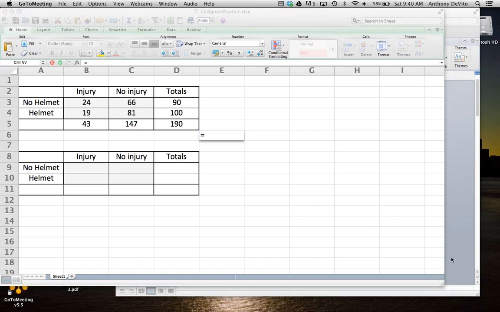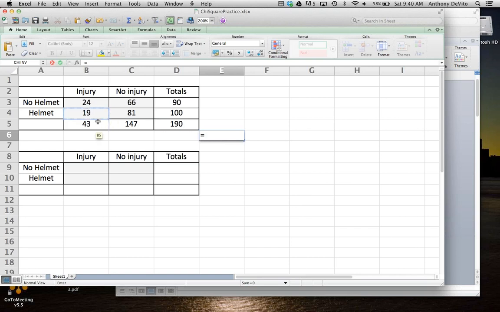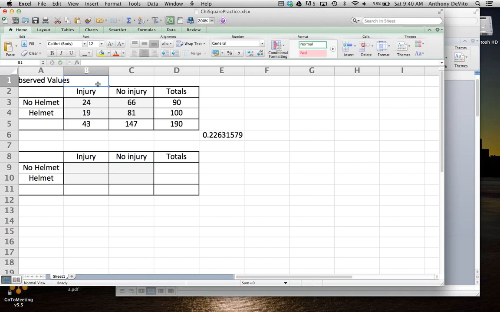Not that hard, right? Okay, the prevalence is 43 people out of 190 people, right? 22.5% of the people had a head injury. That's the prevalence within this sample or the population that it represents. Okay, so now the table that we see up here is our observed values. Okay, and the table that we see down here that we're about to fill in are our expected values.